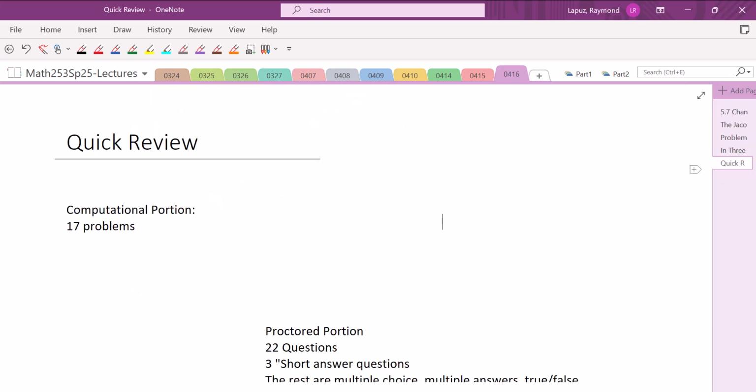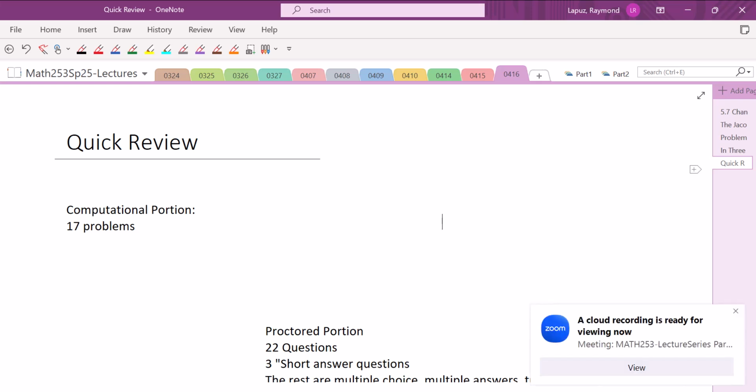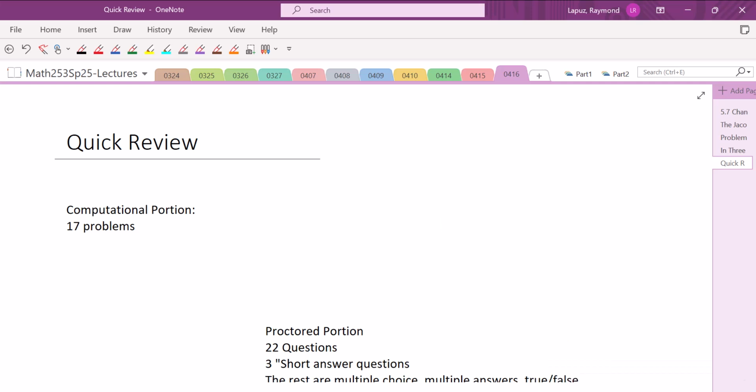What's going to be on the test? The computational problem section has 17 problems in it. Oh, people are logging in. Zoom seems to be working now. Sorry, I've already committed to not doing Zoom because of the issue. The computational portion will have 17 problems, just like homework, from Chapters 4 and 5.